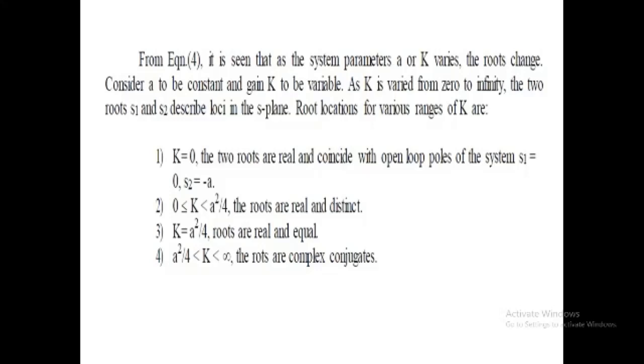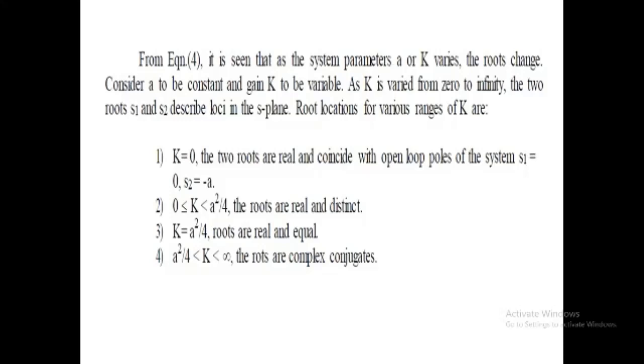Now find the breakaway and break-in points. The breakaway and break-in points either lie on the real axis or occur as complex conjugate points. On the real axis, the breakaway point exists between two adjacent poles and the break-in point exists between two adjacent zeros. To calculate this, the derivative dk/ds must be equal to 0 and solved.